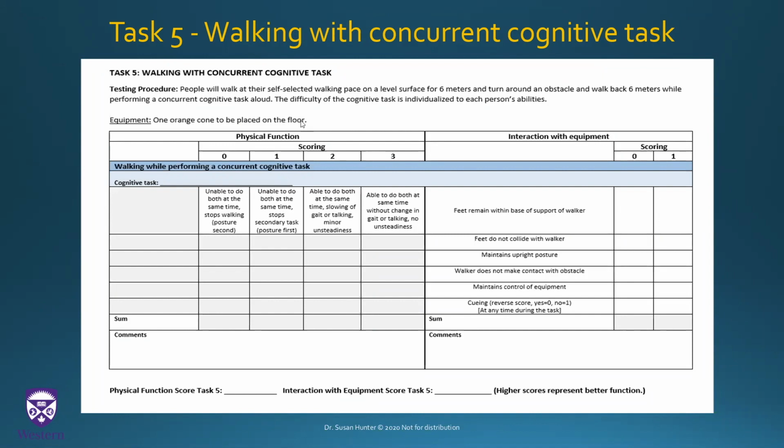If they're able to do both at the same time, but there's a little bit of slowing of either the gait or their talking, and there's a little bit of unsteadiness, but they have control, then it's 2. If they're unable to do both, and in this one they stop the cognitive task but keep walking, which is the posture first strategy, they get part marks. And if they do the posture second strategy and stop walking in order to keep talking at you, then they get 0 marks.